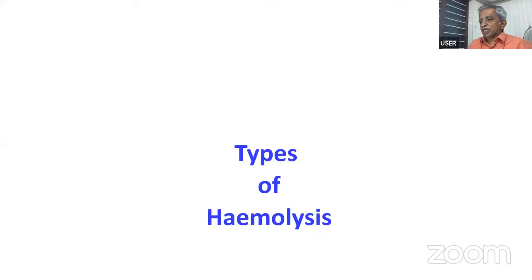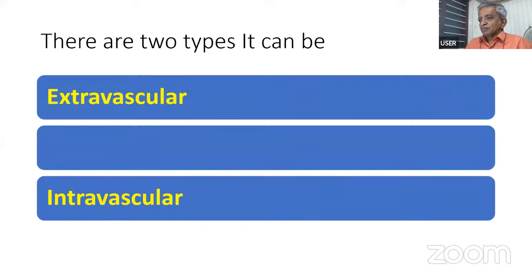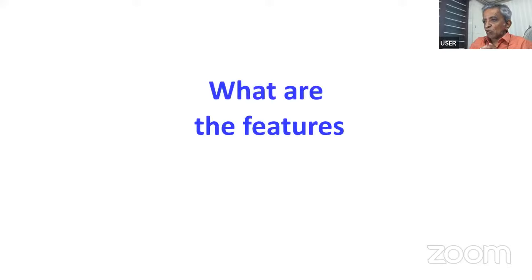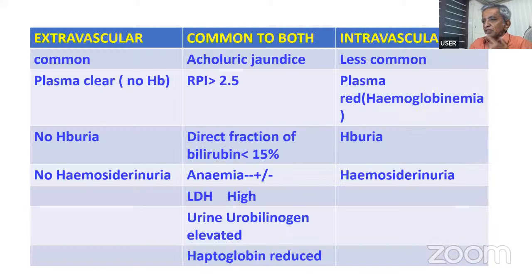Now we come to the types of hemolysis based on the site. You have got extravascular hemolysis and intravascular hemolysis. Extravascular hemolysis occurs in the reticuloendothelial system. Intravascular hemolysis occurs within the vascular channel. Now, what are the features of each? Let us see what are the differences, what are the common features. Now, what is common to both of them, intravascular or extravascular?